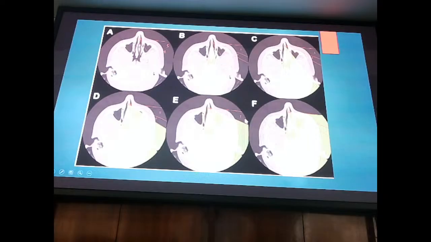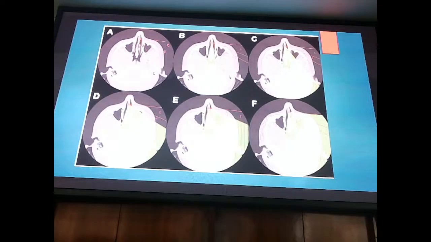But let us say you have an inverted papilloma which is going all the way up to the anterior wall. In such a situation, you will not be able to get away with a middle meatal antrostomy, and you have to do some form of an extended approach. So medial to the infraorbital nerve, MMA is enough. Lateral to the infraorbital nerve, when the disease is passing, you have to do an extended approach.